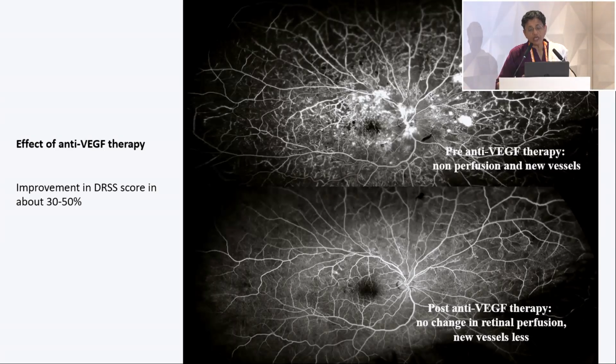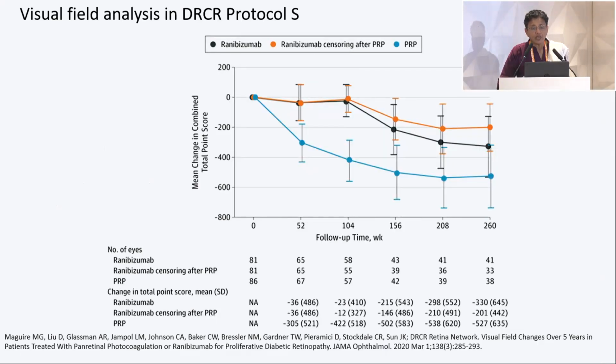So actually, if you see very carefully, the non-perfusion actually increases as the disease progresses. So anti-VEGF have no effect on the non-perfusion. And also, we know the DRCR protocol S suggests that even when patients are on ranibizumab, there is visual field loss, which means the capillary non-perfusion is still progressing, causing the field loss.